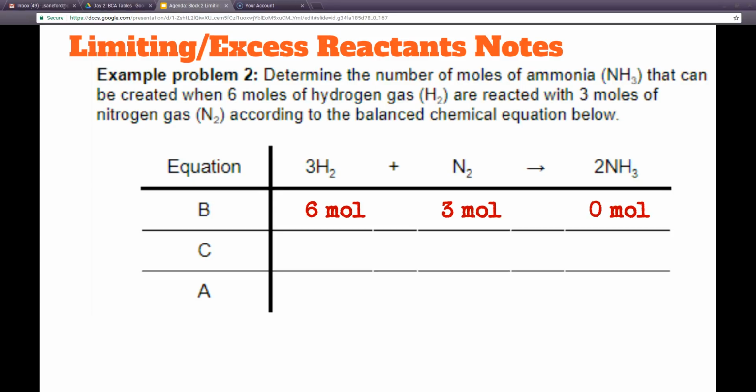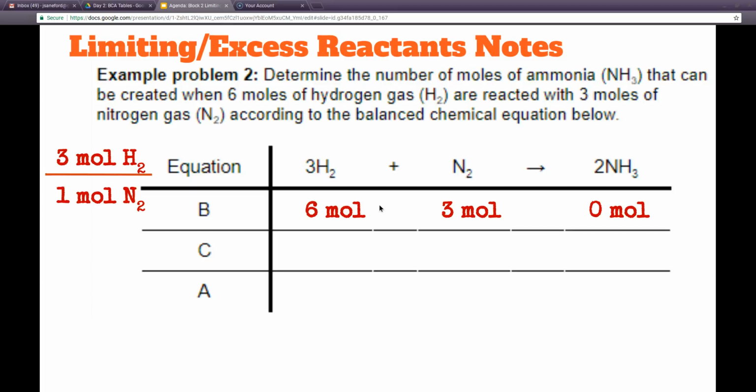Right? Now let's figure out the change line. This is where we look at our mole ratio. So let's look at this one. 3 moles of hydrogen and 1 mole of nitrogen. So every time we use 1 mole of nitrogen, we have to triple it for the hydrogens. Or look at it backwards. Every 3 moles of hydrogens, we have to divide it by 3 to get the moles of nitrogen.